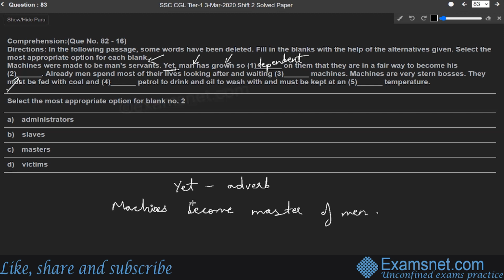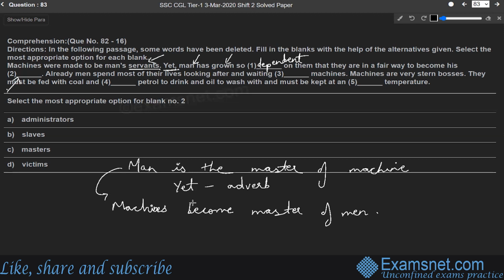Okay, it is the opposite of the first statement. First statement is machines were made to be man's servant. Okay, so first statement is man is the master of machine. But we know that second statement is completely opposite of it. So appropriate opposite statement will be machines become masters of men.